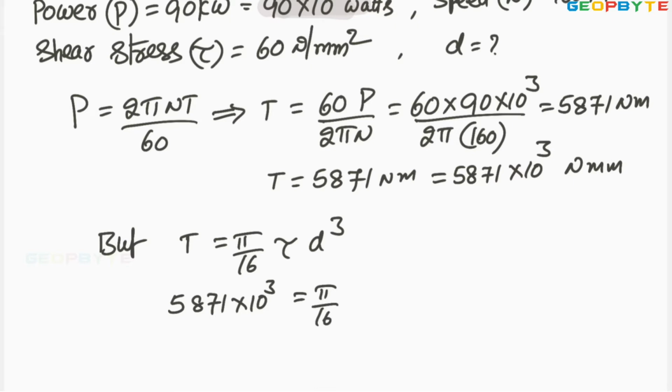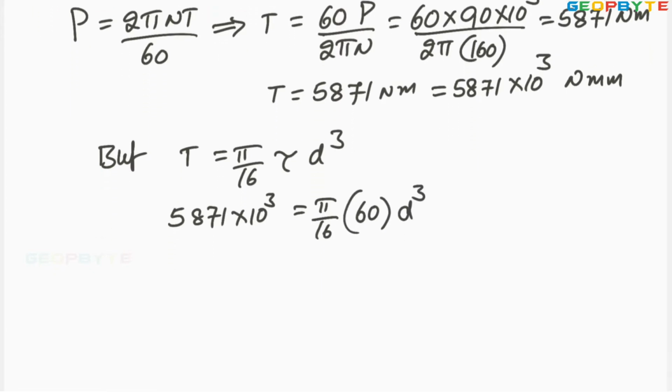What is the tau? Shear stress tau equal to 60 Newton per millimeter square. 60 into d cube. From this you find the d value. This d value is approximately 77 millimeters. Therefore, the answer is 77 millimeters. That is the diameter of the solid shaft.